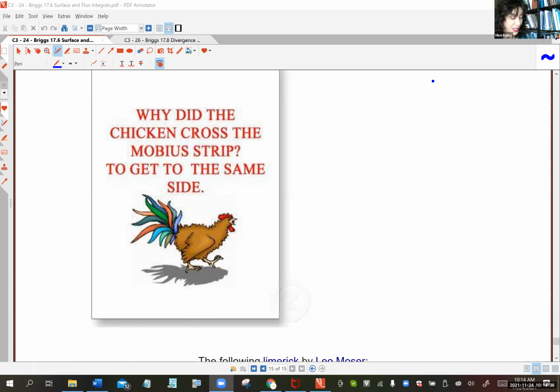But before we do, it's time for a meme. Why did the chicken cross the Möbius strip? To get to the same side. Ha ha! You'll remember a Möbius strip only has one side. I thought that was a good joke.